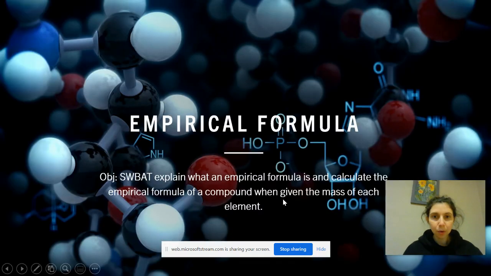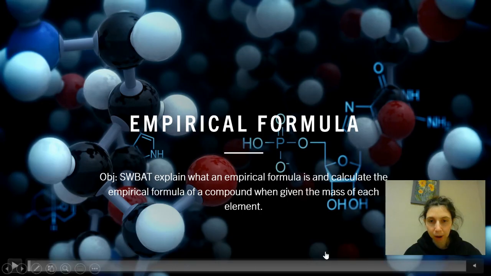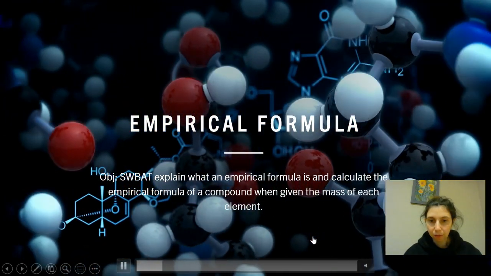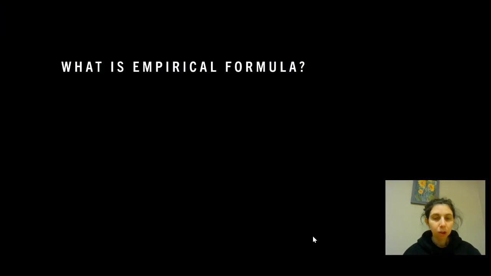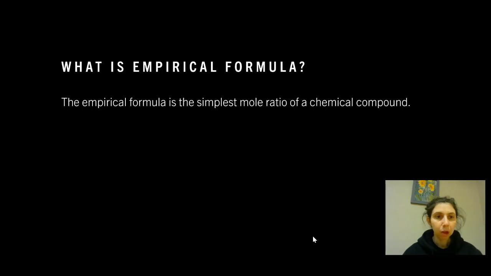Okay, in this video, we're going to be talking about empirical formula. The objective of today's class is to explain what an empirical formula is and calculate the empirical formula of a compound when given the mass of each element. So, what is the empirical formula? The empirical formula is the simplest mole ratio of a chemical compound.